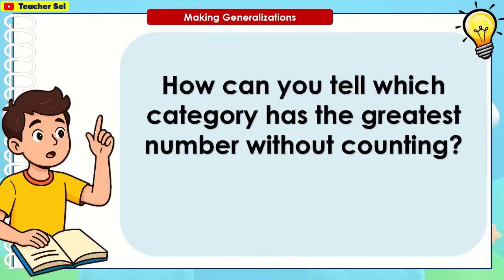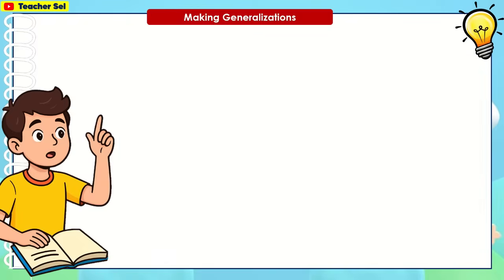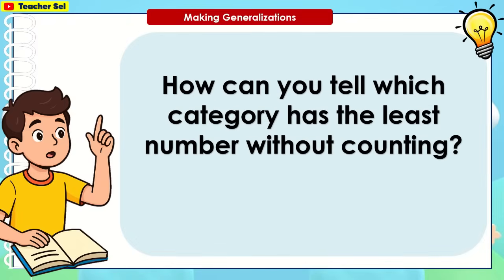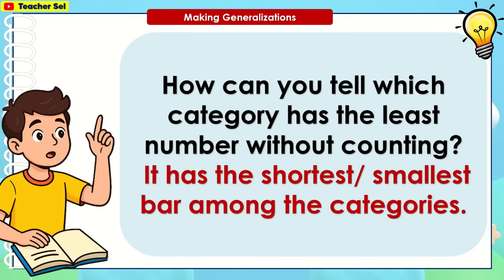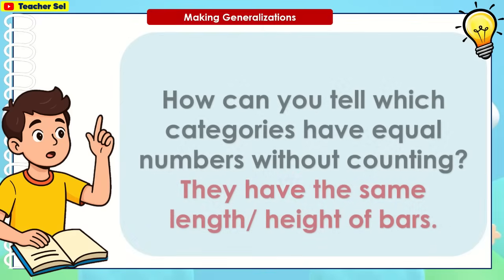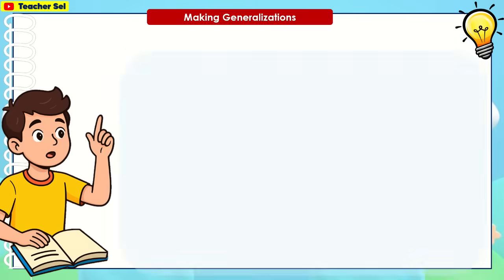How can you tell which category has the greatest number without counting? It has the longest or tallest bar among the categories. How can you tell which category has the least number without counting? It has the shortest or smallest bar among the categories. How can you tell which categories have equal numbers without counting? They have the same length or height of bars.